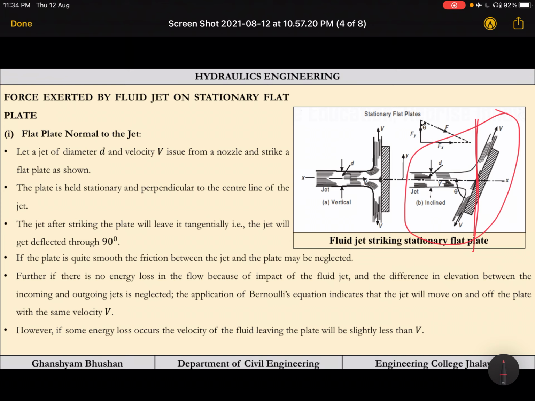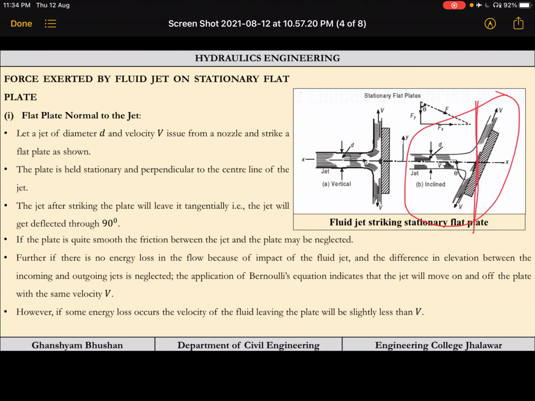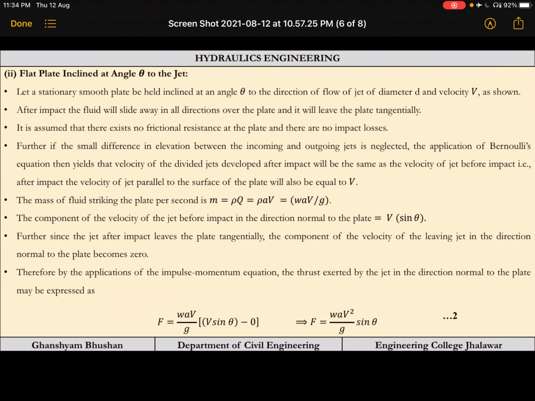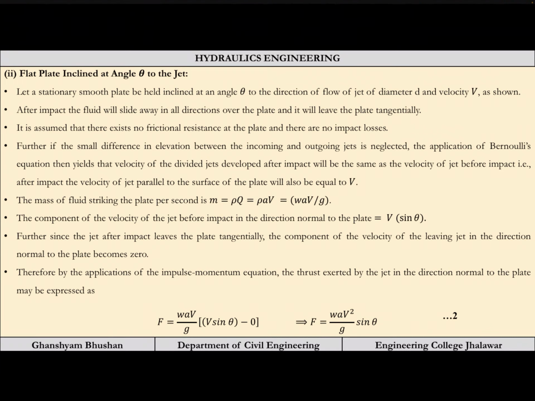Now this is not normal, as in the previous case where the jet was striking normal to the plate, but a flat plate inclined at an angle to the jet. Let a stationary smooth plate be held inclined at an angle theta to the direction of the flow of the jet of the same diameter d and velocity V. I have shown you the figure.